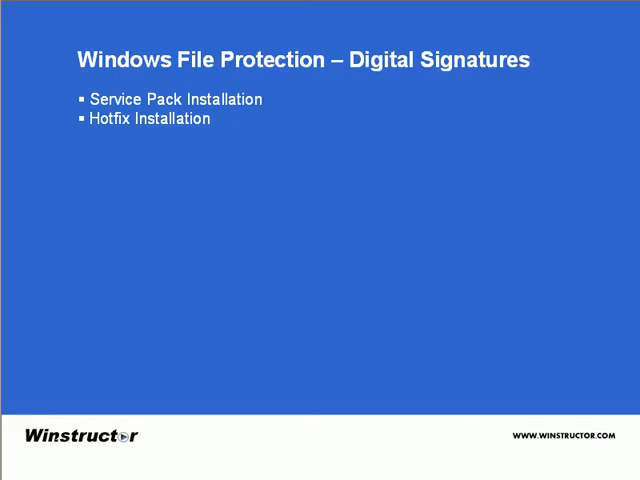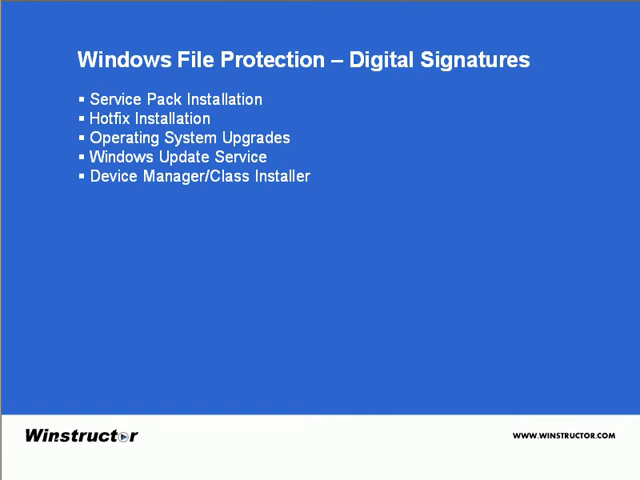The next executable code type carrying a digital signature is hotfixes and operating system upgrades that are launched using Win2003.exe. The Microsoft Windows Update Services, or Software Update Services if you have a SUS server, is another method. And finally, we have files that are copied using the Device Manager and Class Installer.